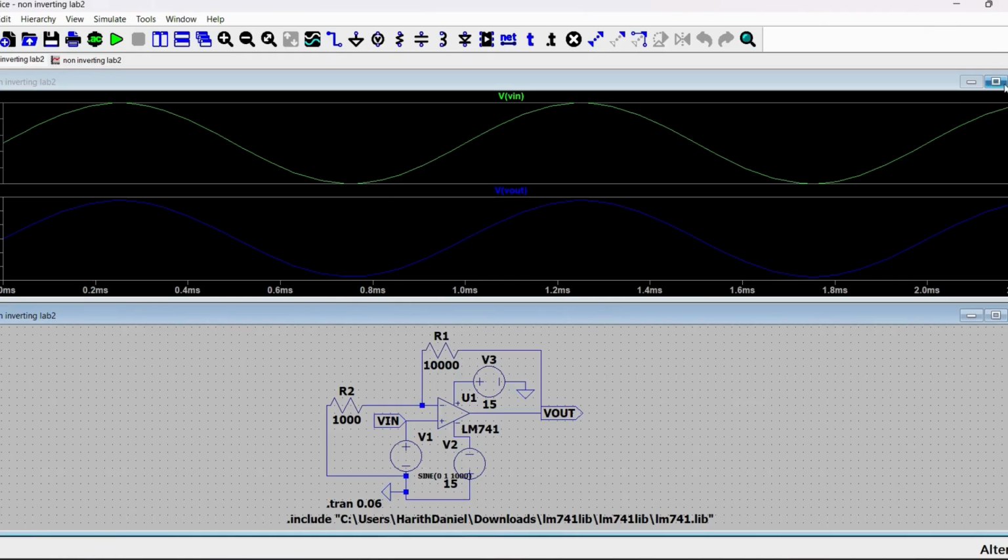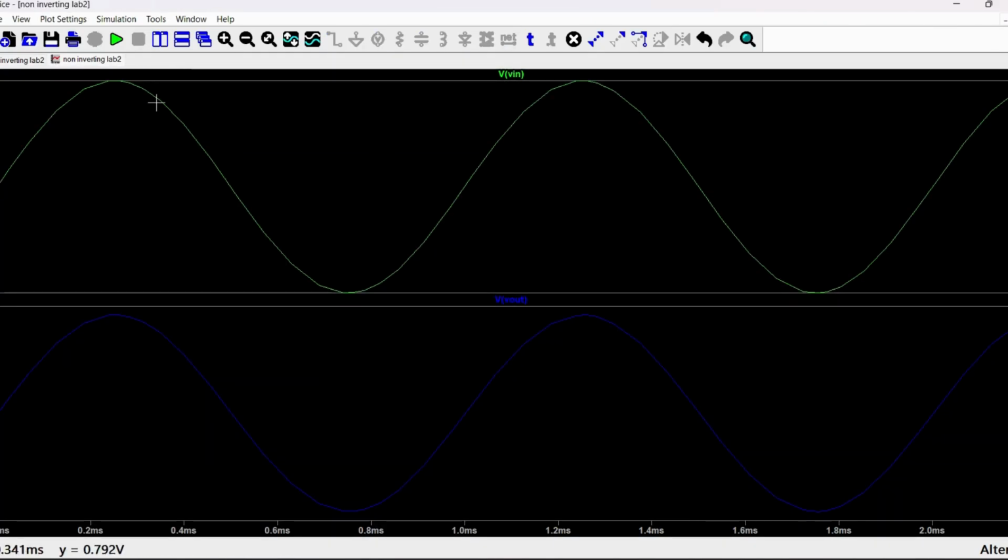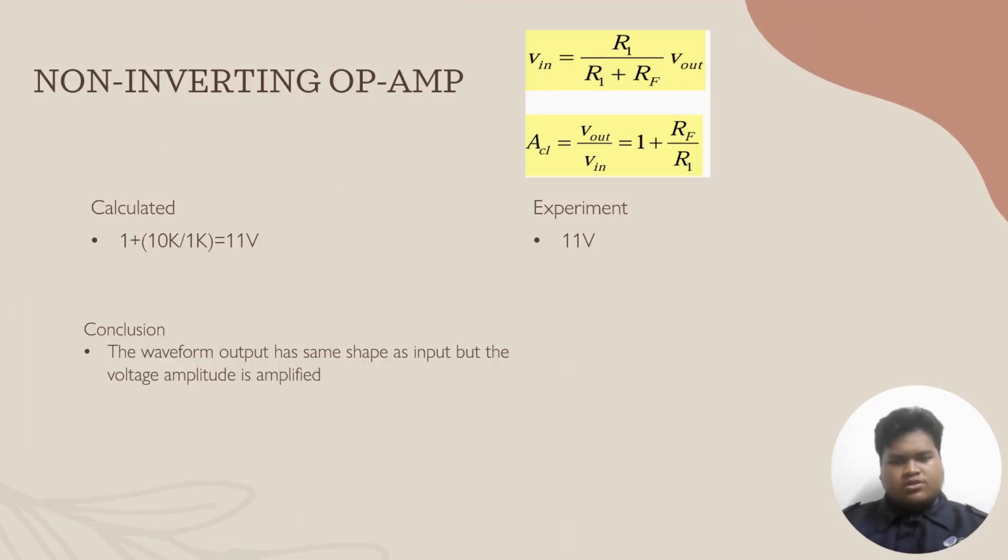So when I simulated the circuit, I found that if the input is in positive phase, the output is in positive phase, and when the input is in negative phase, the output is in negative phase, but the amplitude is amplified to 11 volt VP. So this is the derivation for the non-inverting operational amplifier. From the calculation, I get 11 volt, and from the experiment, I get 11 volt. The conclusion is the output waveform has the same shape as the input, but the voltage is amplified.